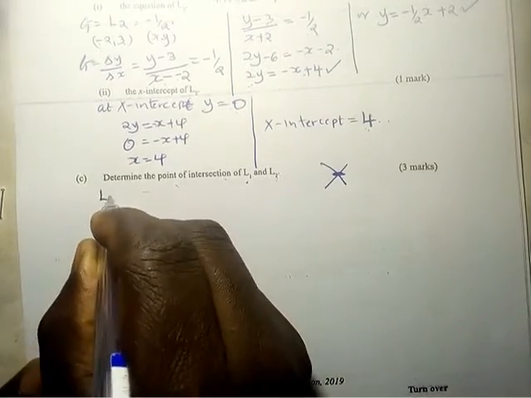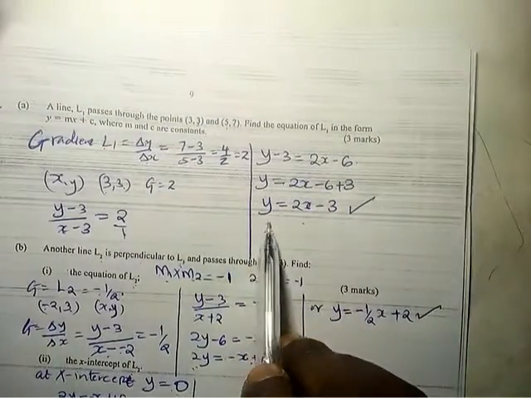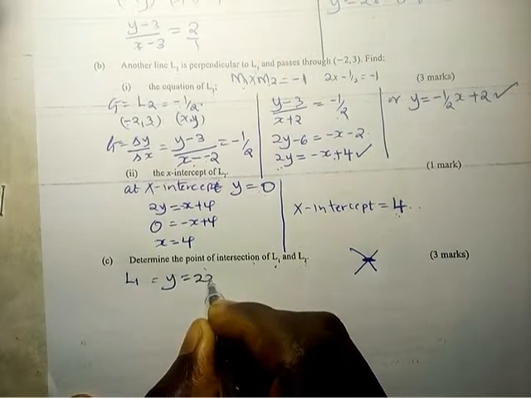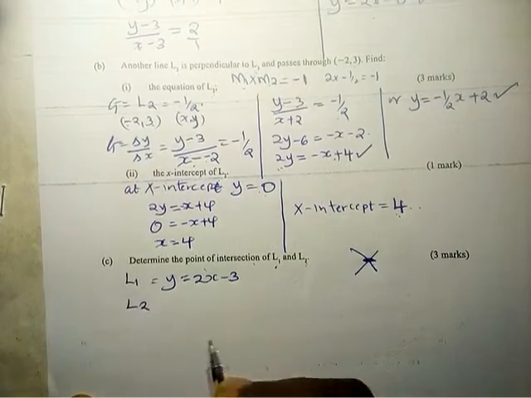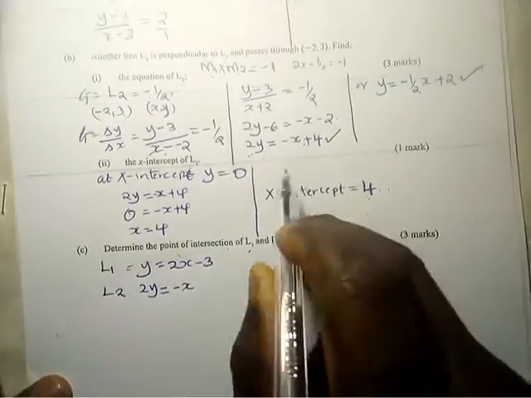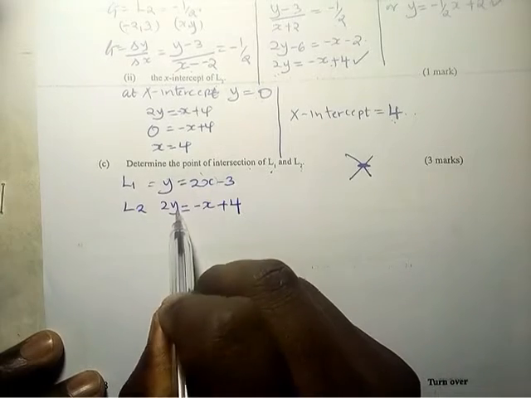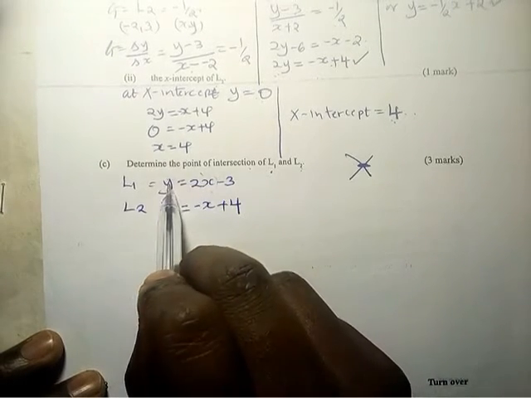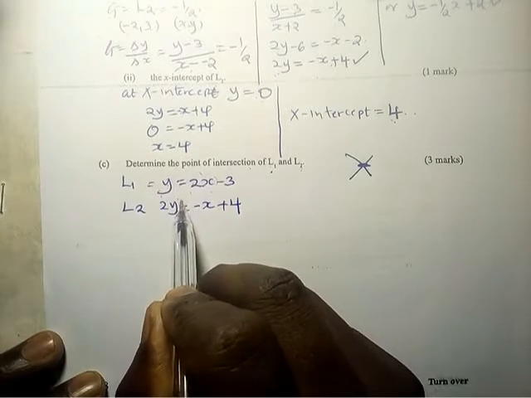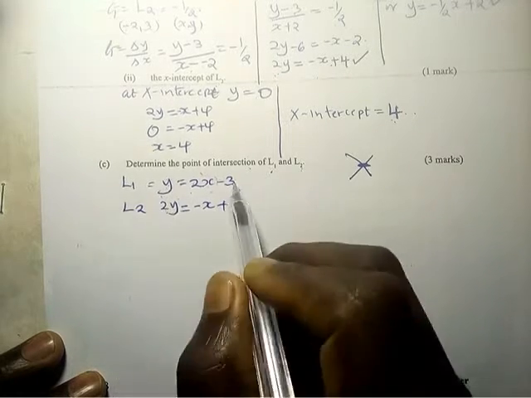So the equation of L1 is y is equal to 2x minus 3. Line 2, the equation we got here, 2y is equal to negative x plus 4. You can rearrange these values and solve simultaneously, or solve using substitution. So let me use substitution because I already have y is equal to this. I will substitute this one here and get the answer.